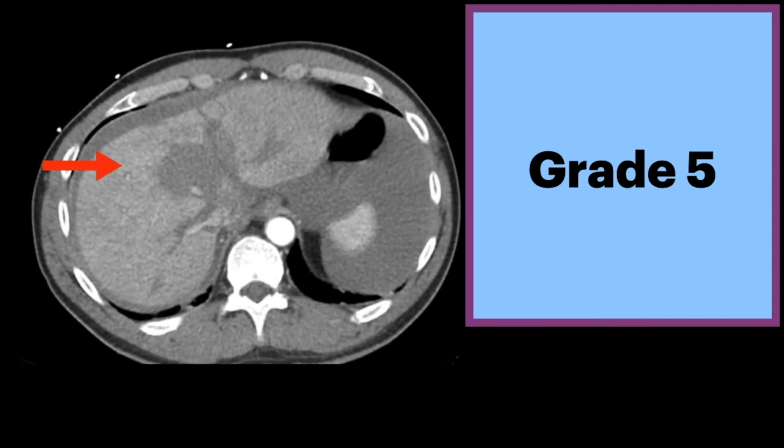In this last case, there's a grade 5 liver laceration with active bleeding and large volume hemoperitoneum. The laceration involves the left portal vein, left hepatic vein, and possibly the hepatic portion of the IVC. Leaked contrast is seen adjacent to the IVC. There's also a right adrenal hematoma, which is not evident on this slice.